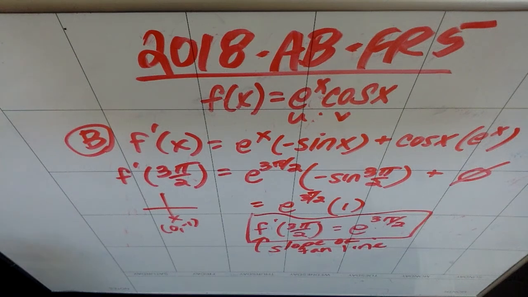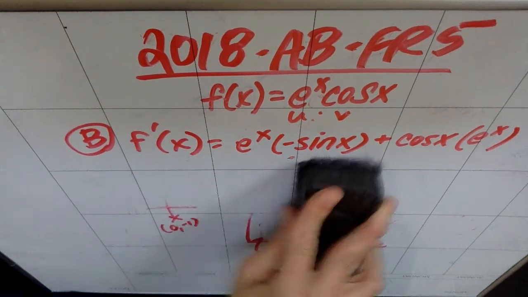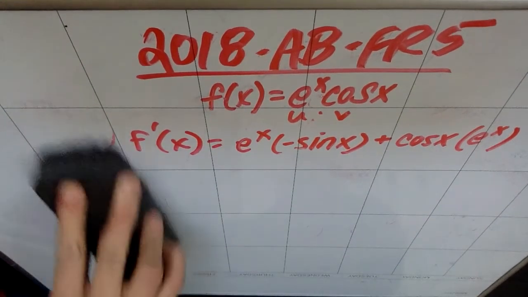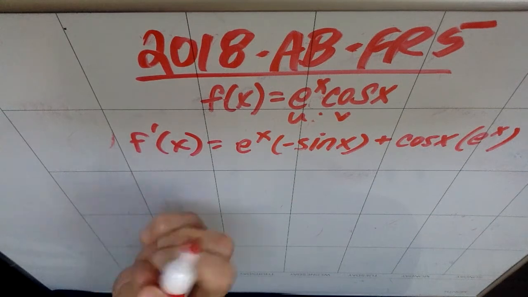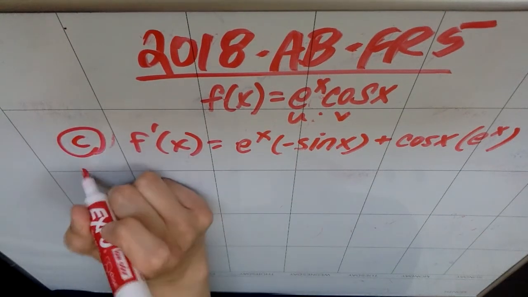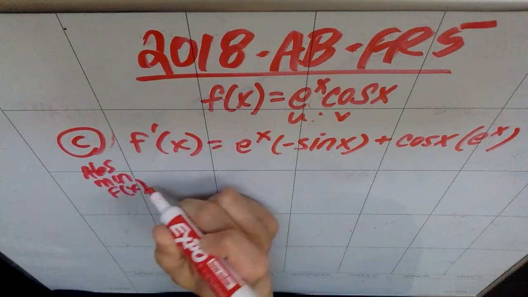Part C, find the absolute minimum value of f on the interval from 0 to 2 pi and justify your answer. Okay, so the trick here is that to find the absolute minimum, I'm going to find all the critical points on the window from 0 to 2 pi, and then I'm just going to figure out which one of them is the lowest, right? That's the easiest option. So if I want the absolute minimum of f of x, I need critical points, right?